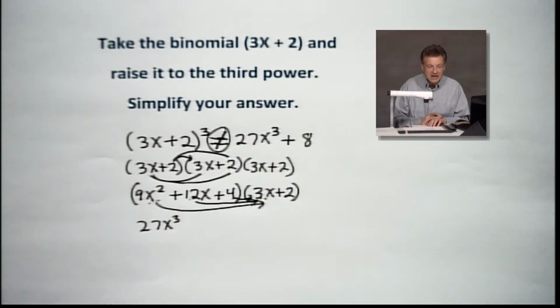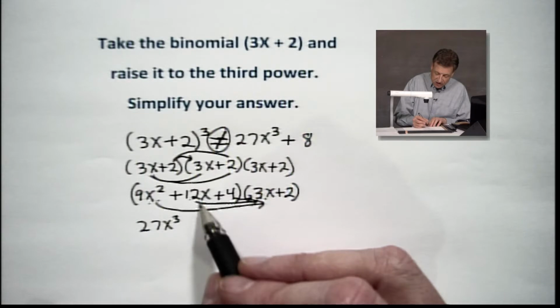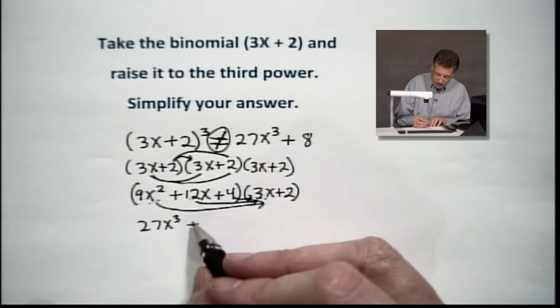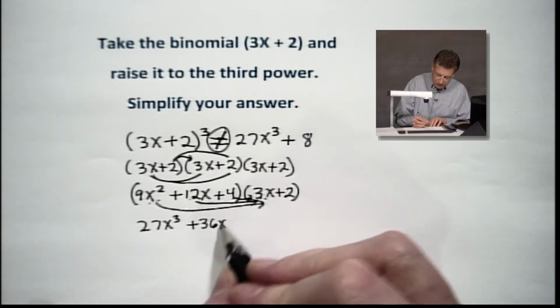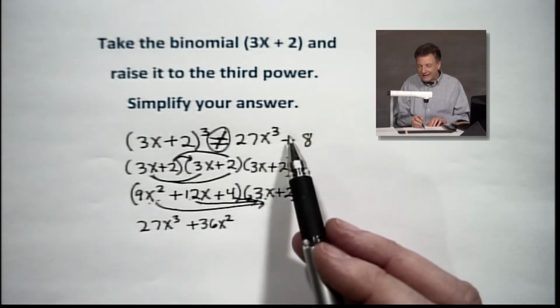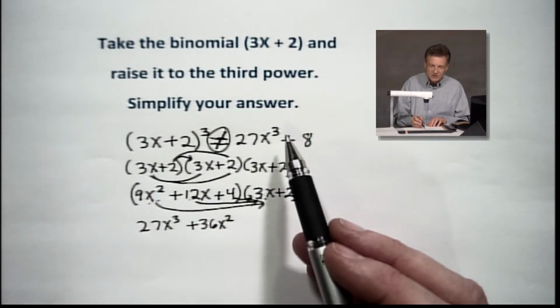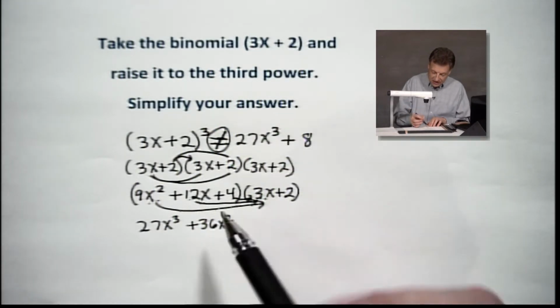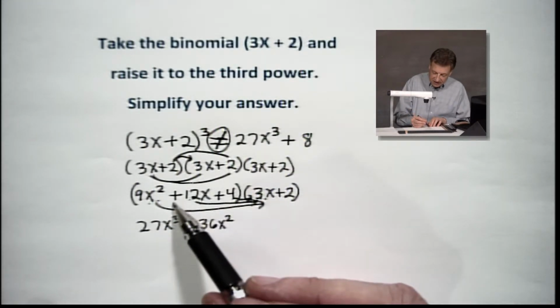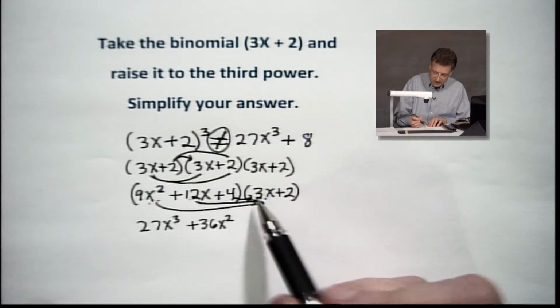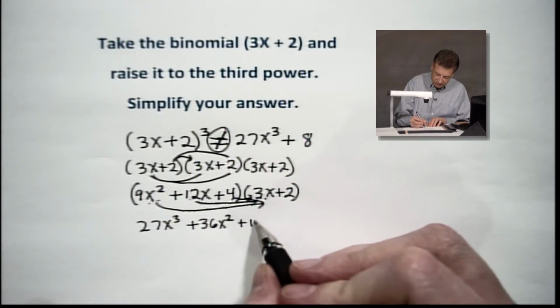Now let's go to our next little business here. We got 12x times 3x. That gives us 36x squared. Unfortunately, we didn't get an x squared at all up here, did we? It's got to have some x squareds going on. That's true. So now let's take that 4 times the 3x, and that gives us 12x.